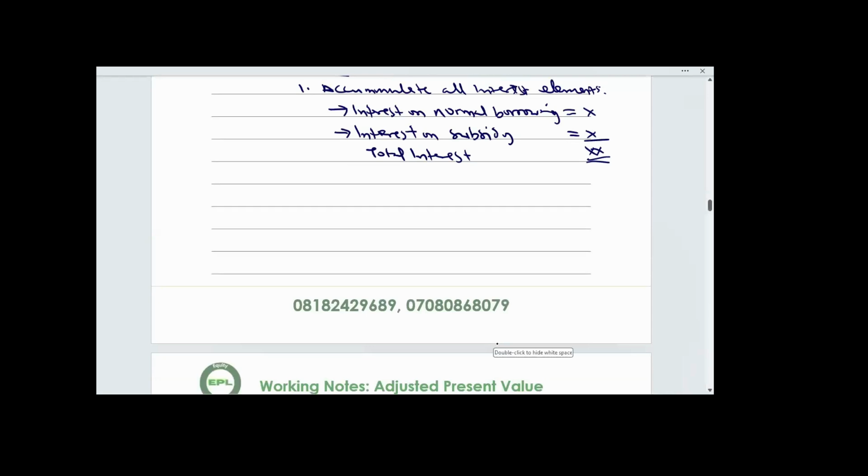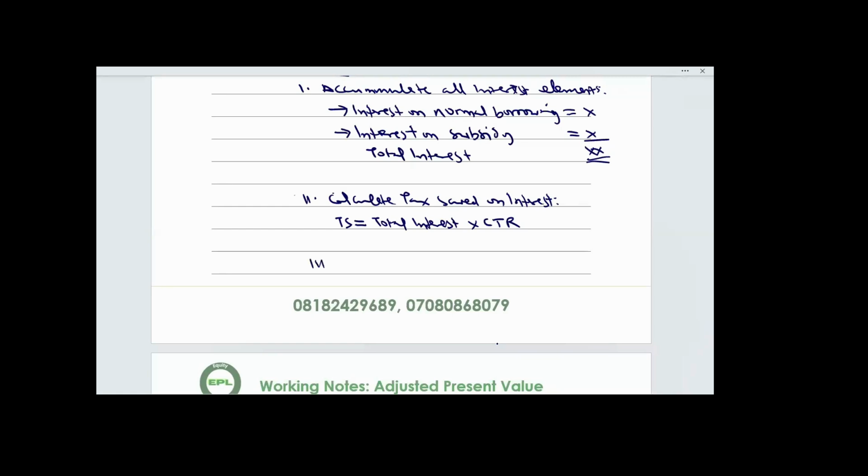Then step 2 is to calculate tax saved on interest. How do you do this? Anything that has to do with tax saved, you pick the total interest in step 1 and multiply with the company tax rate.